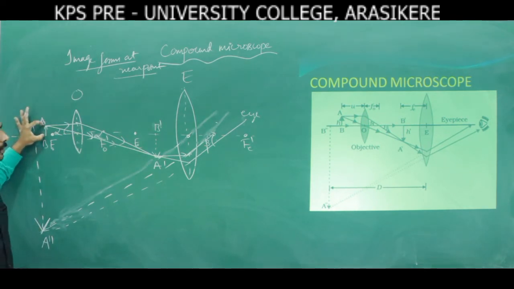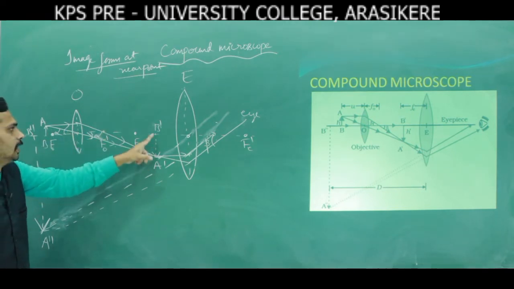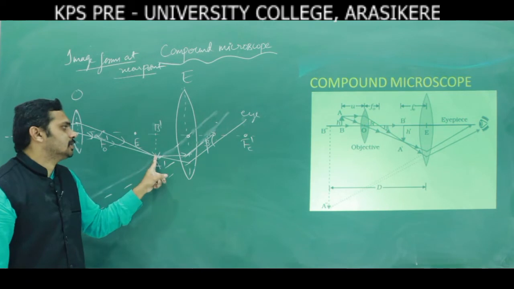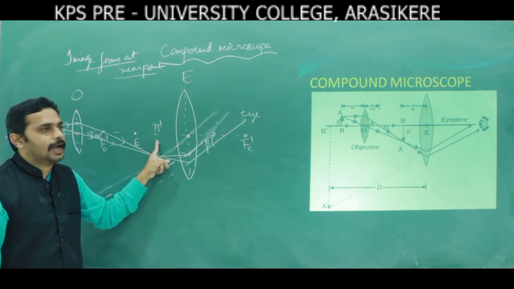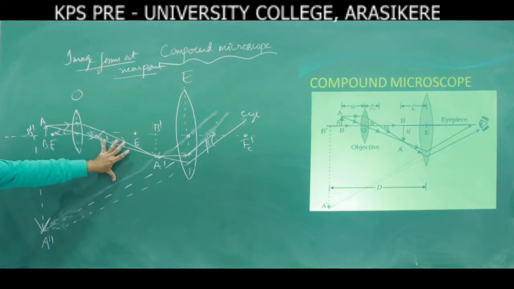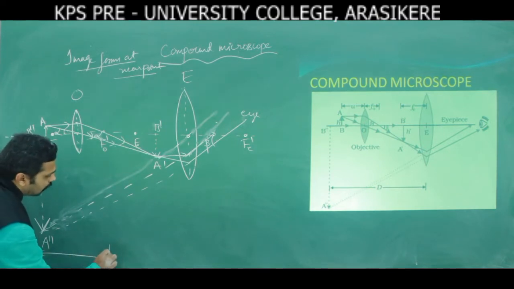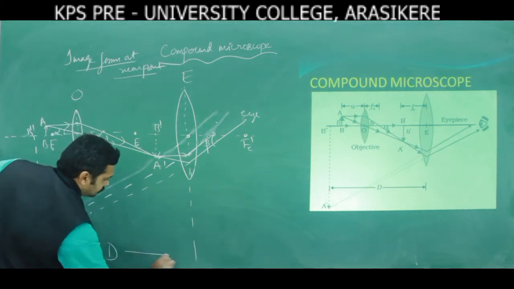For the objective lens, AB is the object, A dash, B dash is the image. For the eyepiece lens, A dash, B dash, the image, acts as the object, and A double dash, B double dash is the final image of the object. For this object, this is the final image. This shows that the compound microscope increases the magnification. For a small object, you are going to see the enlarged image. Now this is the image forming at near point.